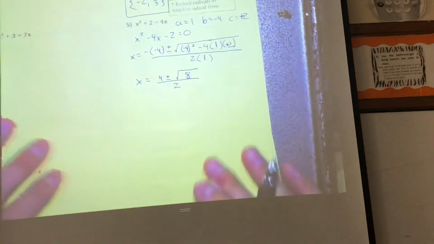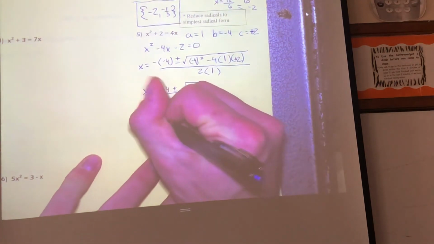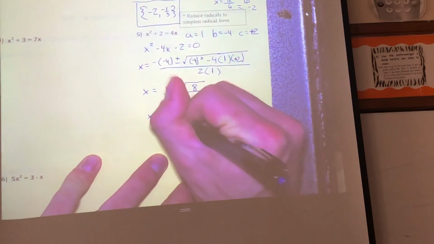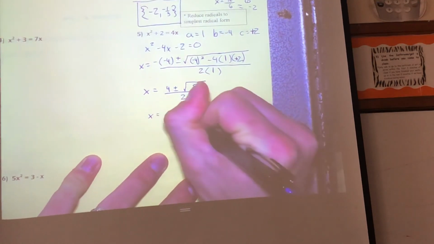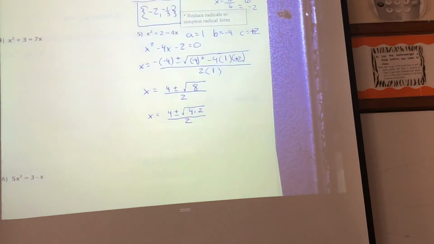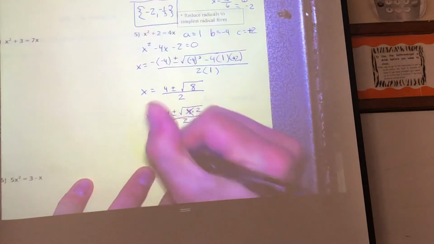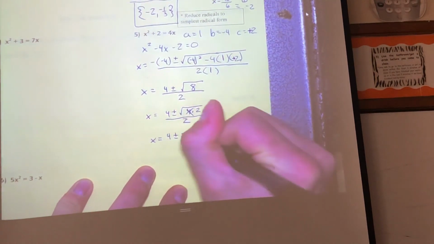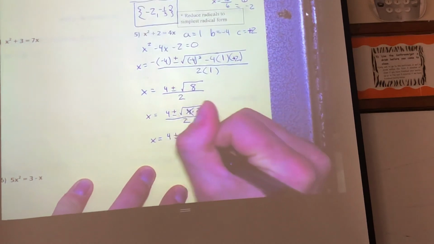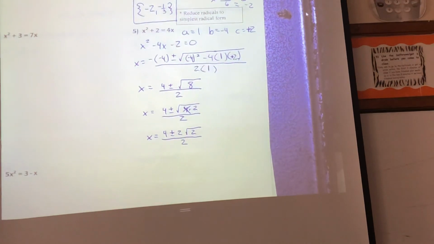Now, 8 is not a perfect square. However, it has a perfect square factor of 4. So I'm going to rewrite this. X is equal to 4 plus or minus the square root of 4 times 2 all over 2. The 4, we cross that out, it comes outside as a 2. So x is equal to 4 plus or minus 2, because that's the square root of 4, radical 2 over 2. Now our simplification is going to be a little bit different here.